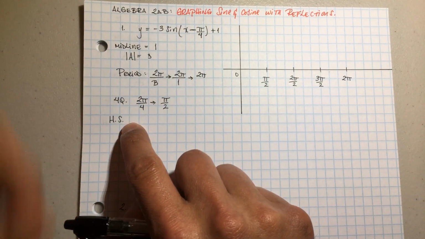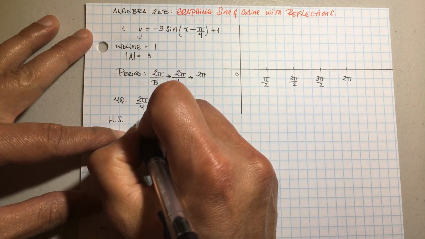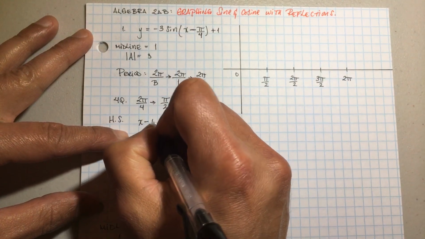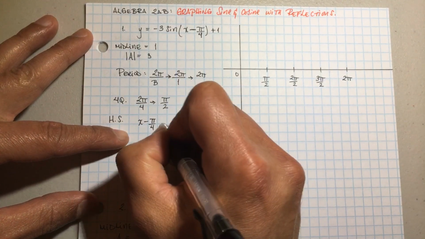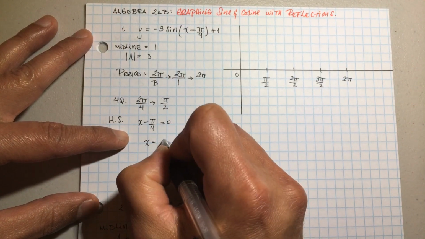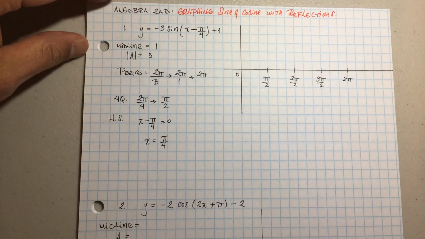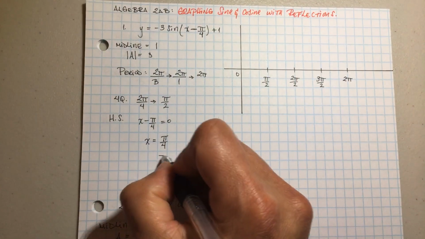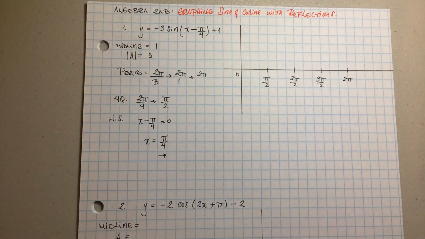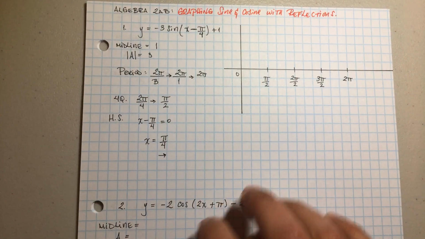Lastly, we're going to do our horizontal shift. Remember, whatever's inside here, you're going to set it equal to 0. So we have x minus pi over 4, set equal to 0. We're going to solve it. That means x, if you take that negative pi over 4 to the right, becomes a positive pi over 4. Great. So that means we're going to move it pi over 4 units to the right. Nice. All right, so now we can start graphing.